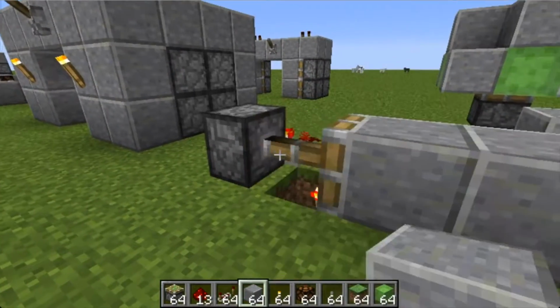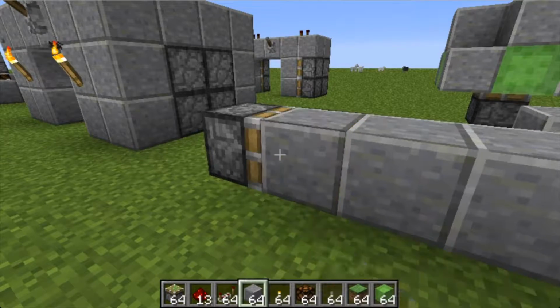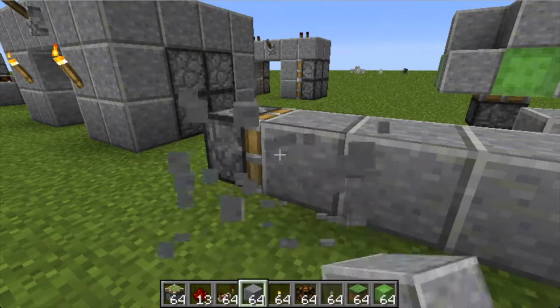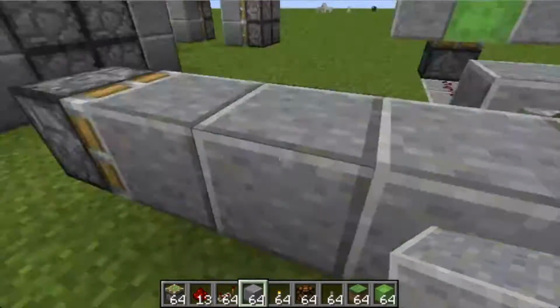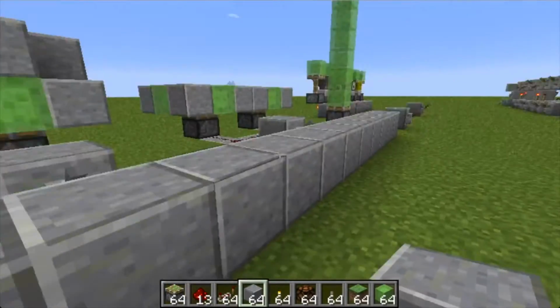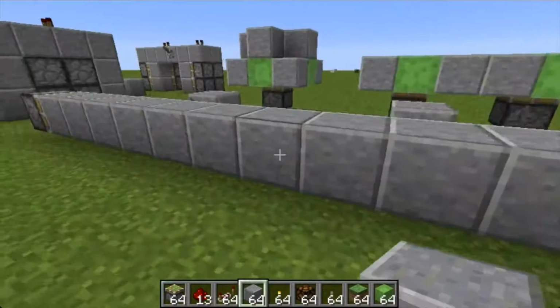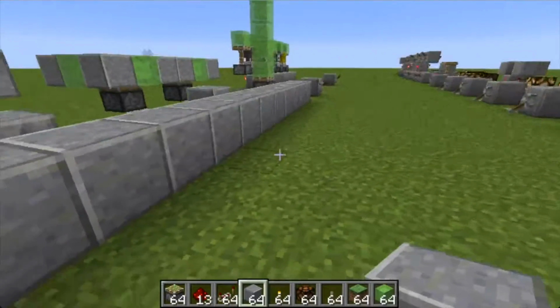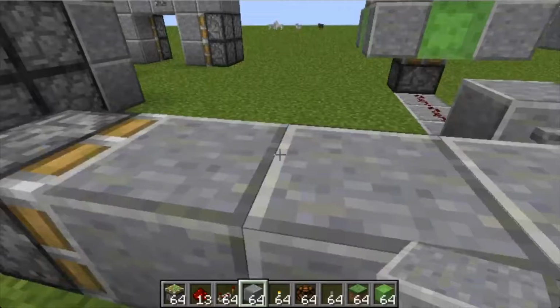Now, something to note. We're going to keep placing in blocks here, and what we're going to find is eventually this is not going to do anything anymore. And why is that? Because pistons have a maximum push distance. After it's pushed 12 blocks, it can't push a 13th block. So this is the 13th block, and it cannot push it because it can't push that many blocks at once.